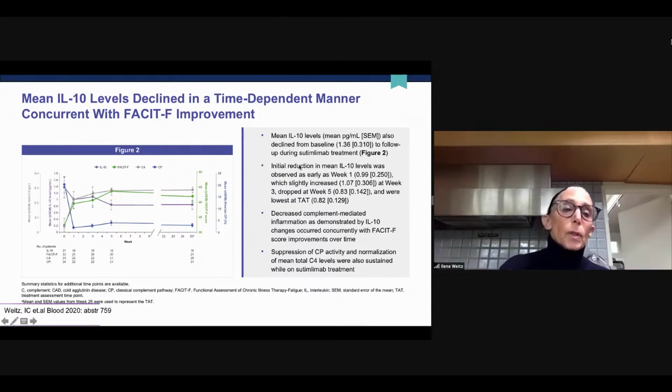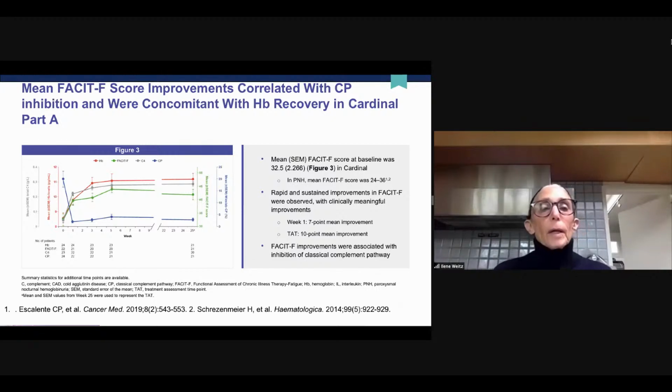If you look at IL-10 levels, again, very similar results to what we saw on the previous slide with IL-6. Again, these tend to decrease over time and correlate inversely with the improvement in the fatigue scores. And here you can see the recovery of the hemoglobin. And again, the fatigue scores improve very rapidly, even before the hemoglobins recover.